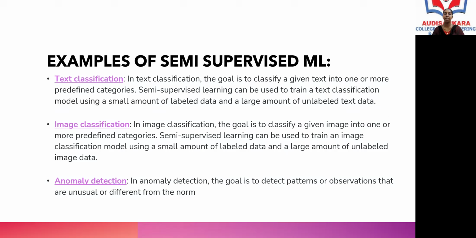Examples of semi-supervised machine learning: text classification. In text classification, the goal is to classify a given text into one or more predefined categories. Semi-supervised learning can be used to train a text classification model using a small amount of labeled data and a large amount of unlabeled text data. Image classification: in image classification, the goal is to classify a given image into one or more predefined categories. Semi-supervised learning can be used to train an image classification model using a small amount of labeled data and a large amount of unlabeled image data. And anomaly detection: in anomaly detection, the goal is to detect patterns or observations that are unusual or different from the norm. These three are the examples for semi-supervised machine learning.